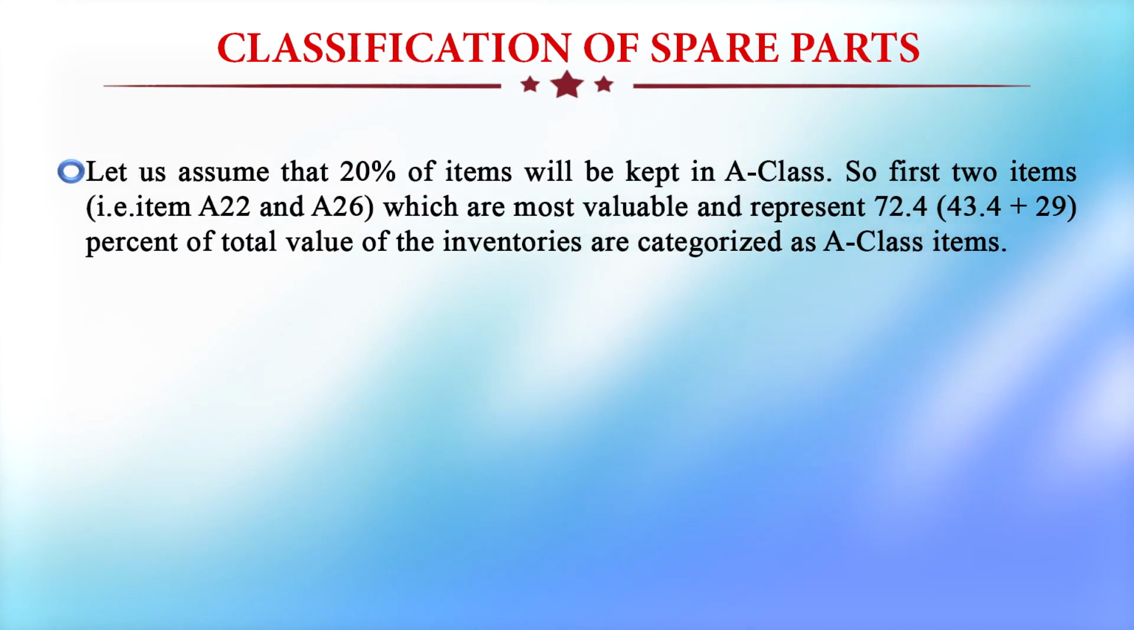So let us assume that 20% of items will be kept in A class. The first two items, that is item A22 and item A26, are the most valuable and represent 72.4%, that is 43.4 plus 29%, of the total value of the inventories and are categorized as A class items. Because their value is more than 70%, that's why we are calling them A class items, and they will be used only one or two items in the year.